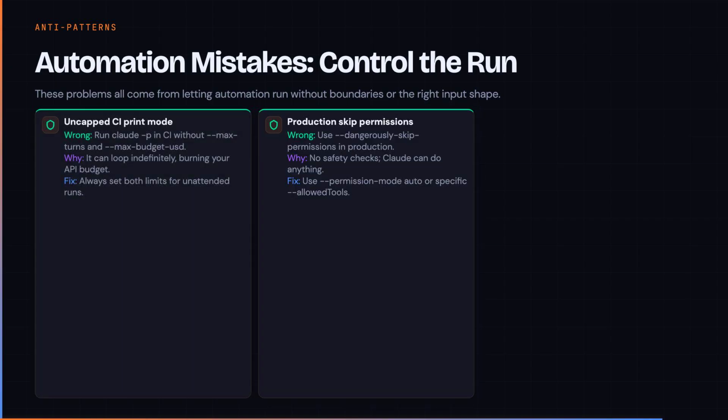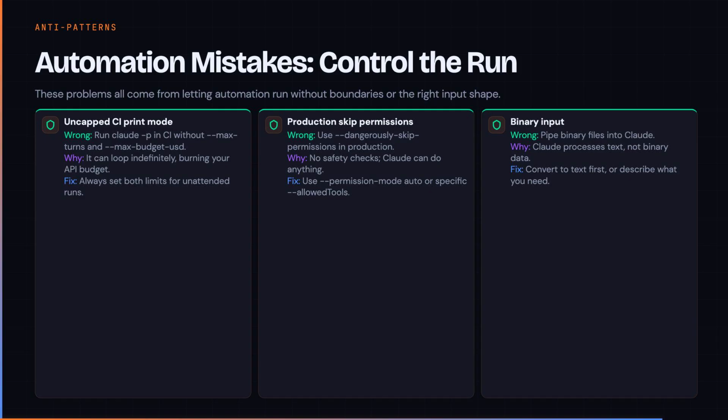Second, do not use dangerously skip permissions in production. That removes safety checks and lets Claude Code do anything the environment allows. Use permission mode auto or specific allowed tools so the run has a defined safety boundary. Third, do not pipe binary files into Claude Code. The tool processes text, not binary data. Convert the file to text first, or describe what you need instead of sending input Claude Code cannot use.